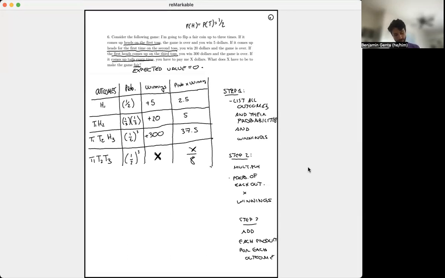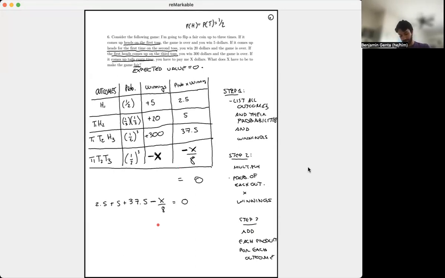Okay, so we want the game to be fair. So we want, again, the sum of all of these to be equal to 0. So let's do that. So 2.5 plus 5 plus 37.5. And excuse me, I should have noted that since this is from my perspective, I'm winning, but you're losing money here because you're paying me. So this should be a negative over here. So plus 37.5 minus X over 8, which we want to be equal to 0.